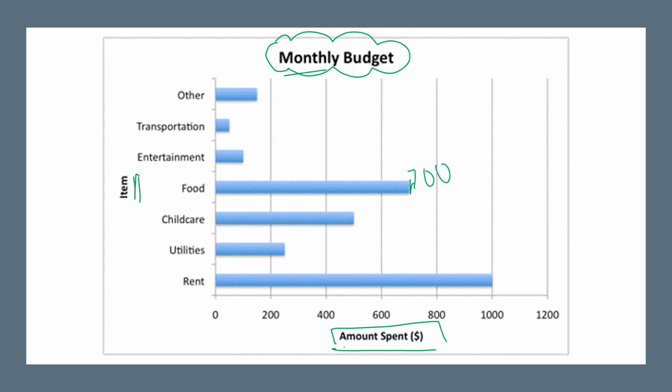So in this case, transportation was the least expensive. It's the shortest bar, that's why I can tell that. Rent was the most expensive. And then there are some things in between.